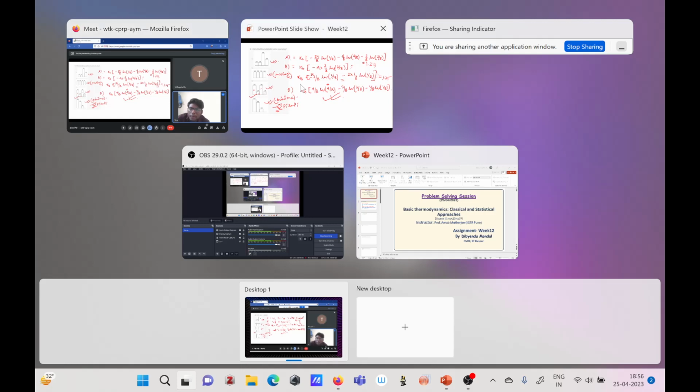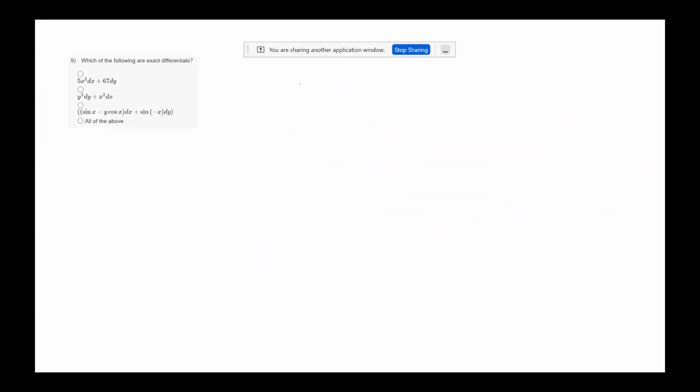Okay, so this is also easy. Which of the following are exact differentials? Tell me the answer. The second one is absolutely an exact differential, perfectly xy. The first one is also zero will come. So all of the above. If two options are correct, the third I need not check.